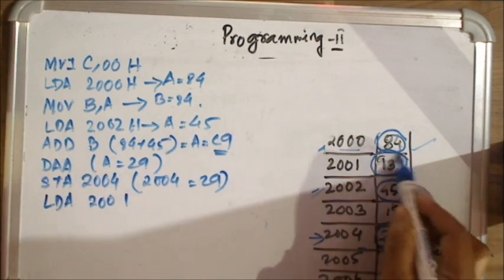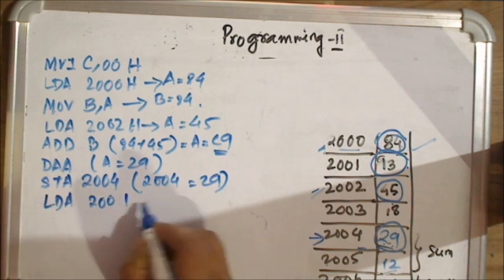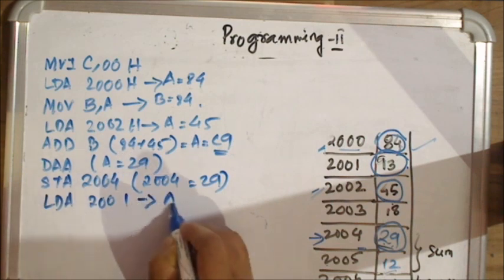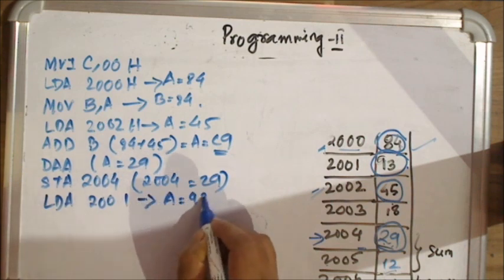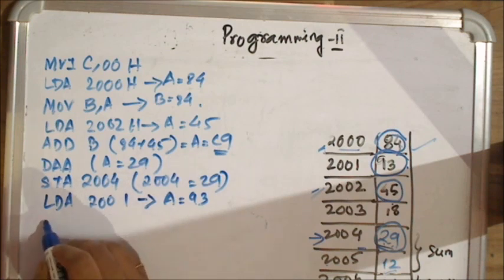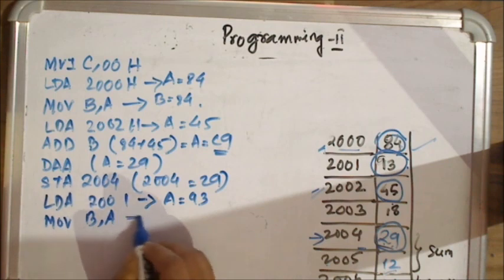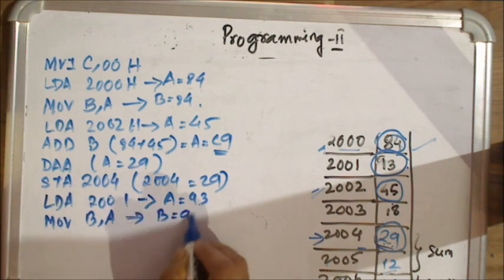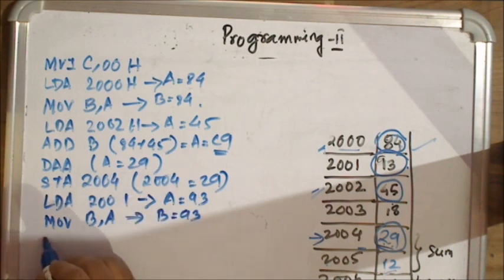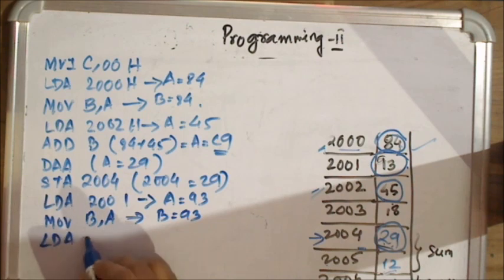So 93, the higher byte of the first data, is loaded into A. So A is loaded with 93. Fine. Then we will move this number again to B. Move B comma A. Right. Now B is loaded with 93H. Then again we will load the higher byte of the second data from 2003.